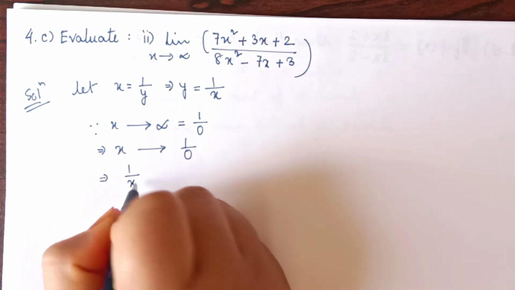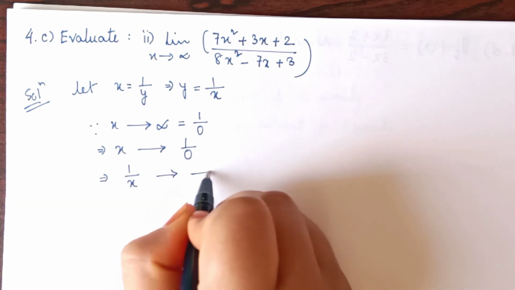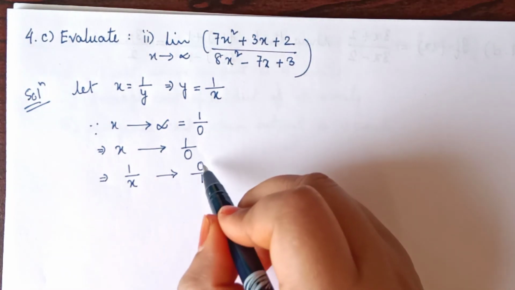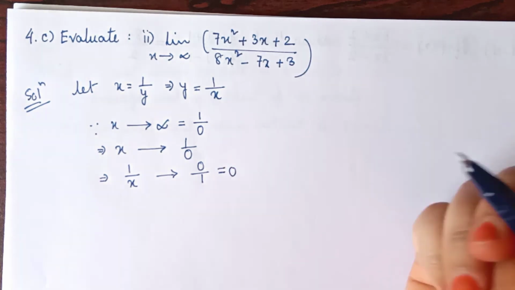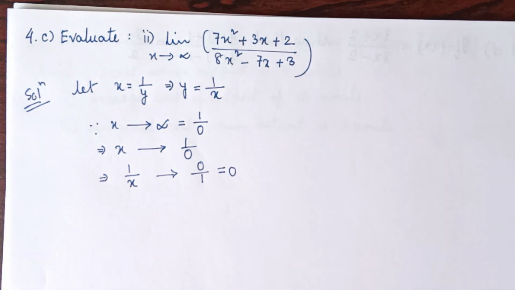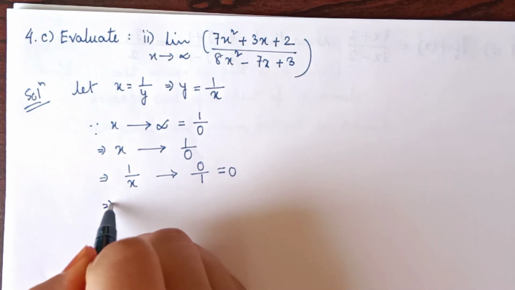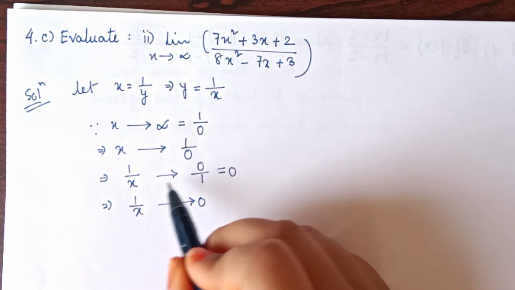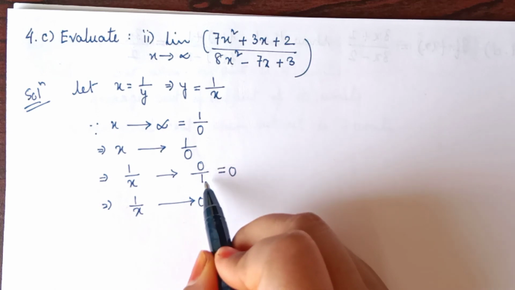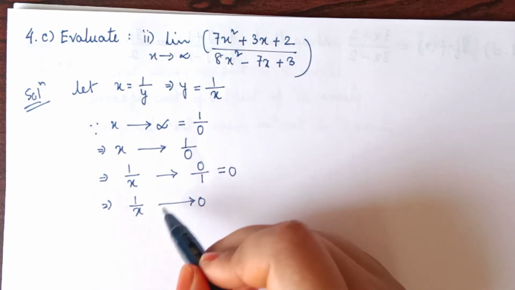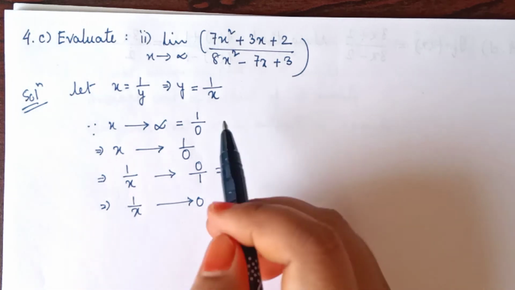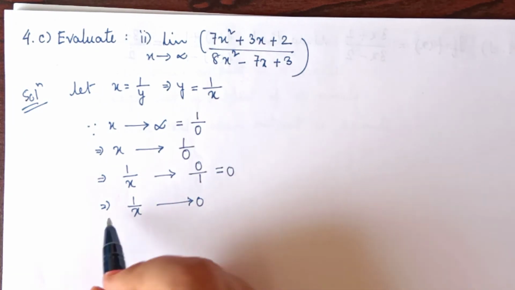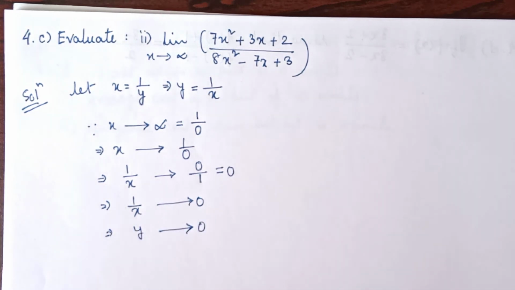Now just inverse the values: 1 by x becomes 0 by 1. Now 0 divided by 1 is equal to 0, because we can divide any value by 1. So 1 by x tends to 0. We have just written down the same value. Now you can see that 1 by x is equal to y, so you can write y tends to 0.